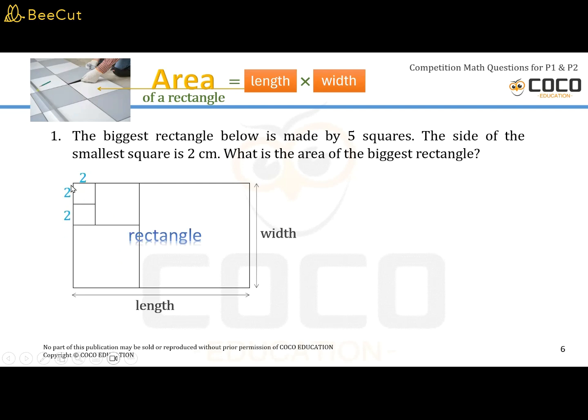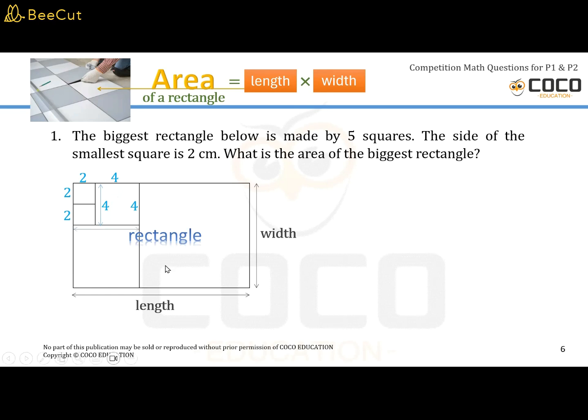We know the smallest square has a side of 2. Then, what is the next length we can find? We can find here, which is 2 plus 2 equals 4. Then we can quickly find the 4 sides of this square are all 4.